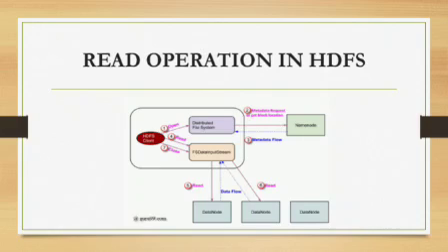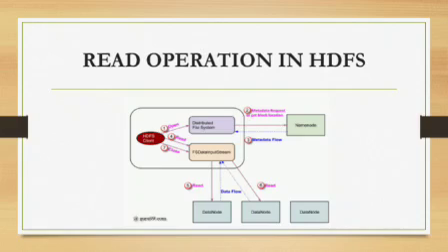FSDataInputStream contains DFSInputStream, which takes care of interactions with the data node and name node. In step 4 shown in the above diagram, a client invokes the read method, which causes DFSInputStream to establish a connection with the first data node with the first block of a file. Data is read in the form of a stream where the client invokes the read method repeatedly. This process of the read operation continues until it reaches the end of a block.